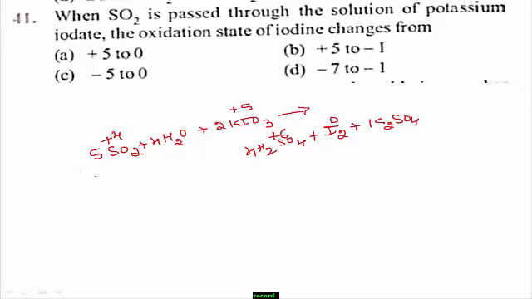Thus we can see that the oxidation state of iodine changes from +5 to 0. As seen here, the oxidation state of iodine changes from +5 in KIO3 to 0 in I2. So which one is the right answer? Option A, 5 to 0. Option A is the right answer.